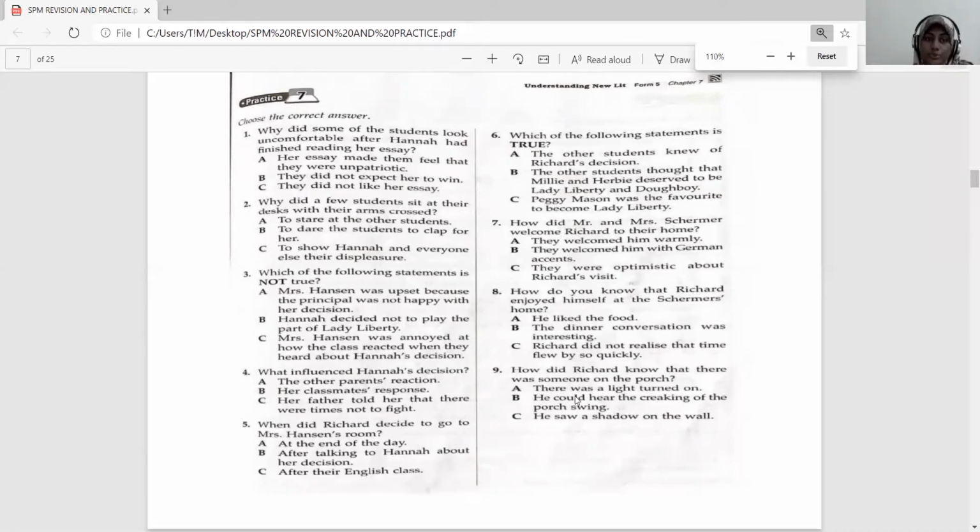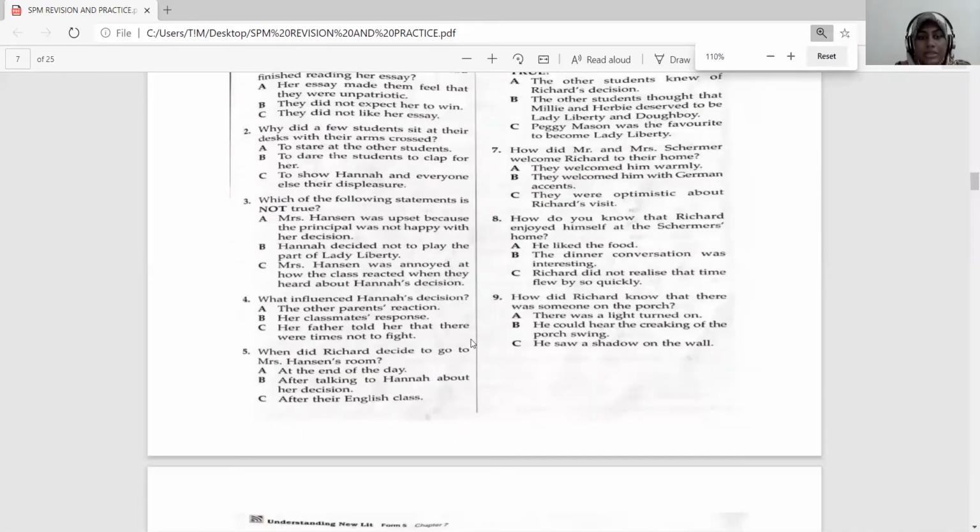Okay, number two. Why did few students sit at their desk with their arms crossed? This is in the novel, alright. Number two, yes, to show everyone else their displeasure. They don't like it, so they wanted to cross their arms. All right. Okay. Number three. Which of the following statements is not true? Number three. What is your answer? Yes. Number three is A. Okay. Number three is A.